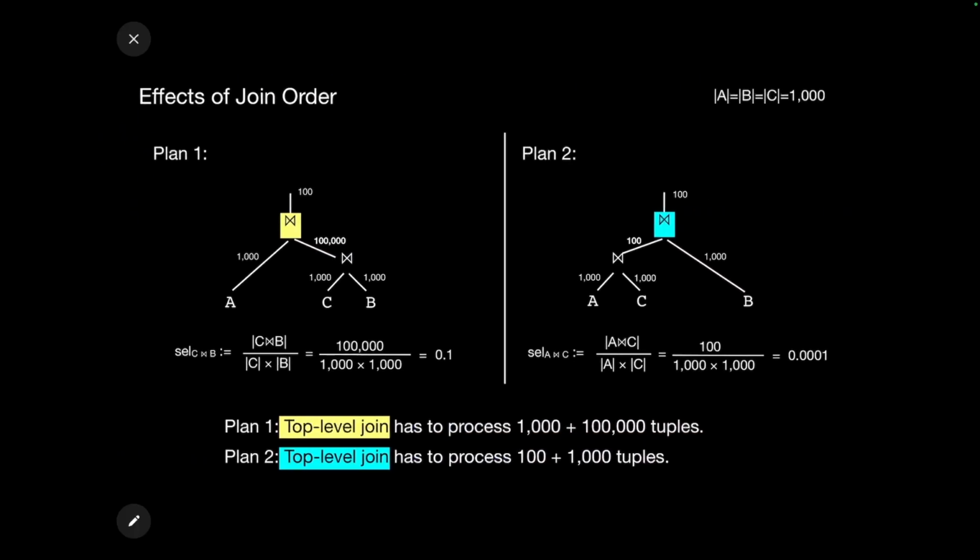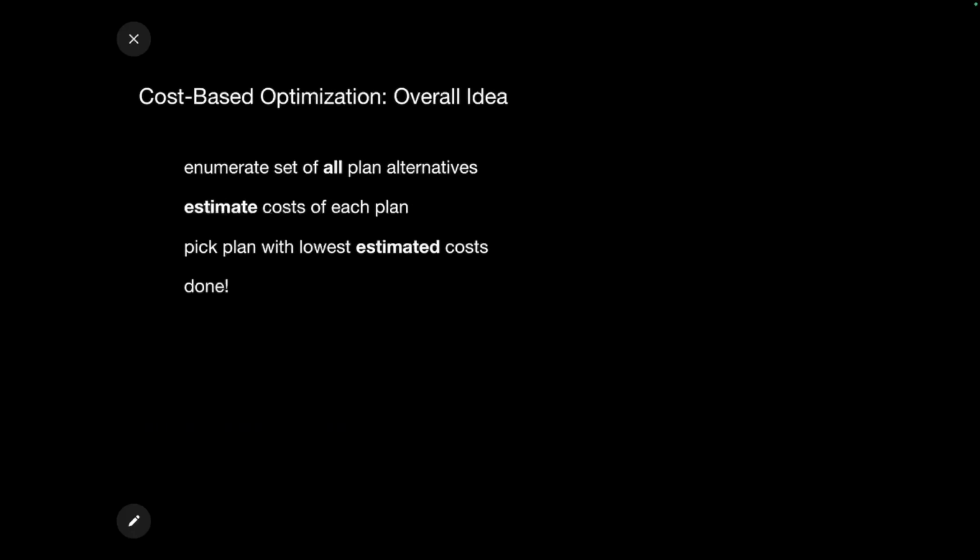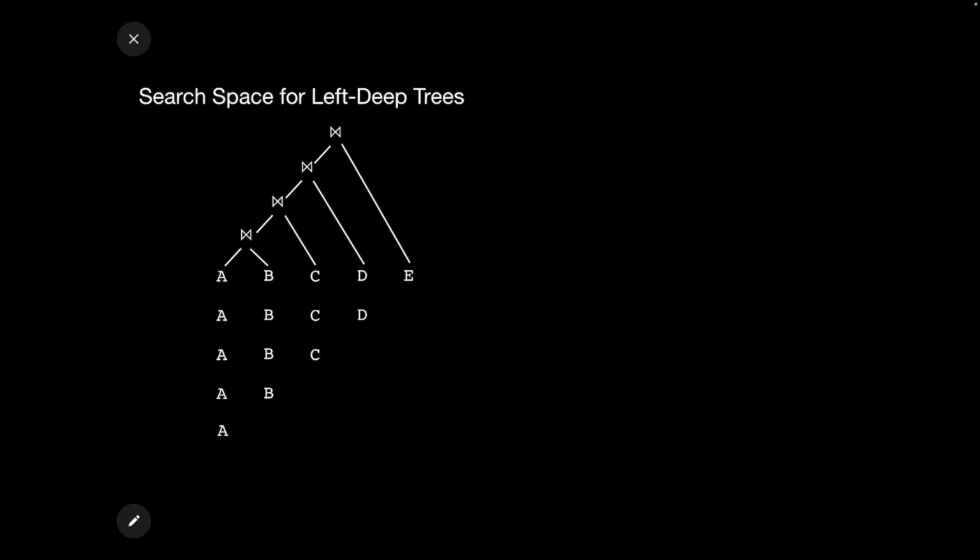So, back to join order. We somehow have to evaluate these different options now. Given the plan, we have different options of ordering the joins or executing these joins. The joins in this example are restricted to binary joins, so we have to come up with the order of the binary joins. And the overall idea is you enumerate the set of all plan alternatives, estimate the costs of each plan, and pick the plan with the lowest estimated costs. Done. That sounds easy. It turns out it's not, because the search space is relatively large.